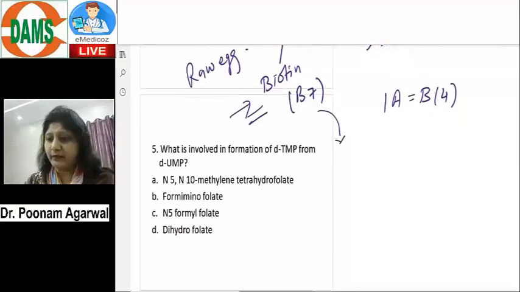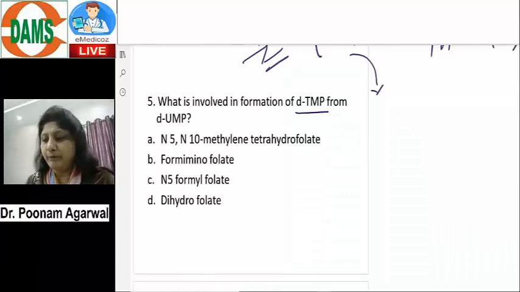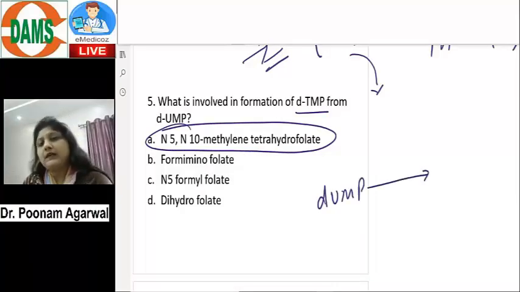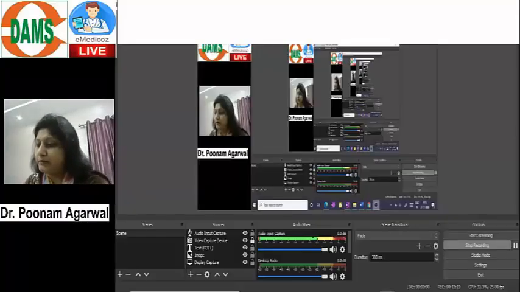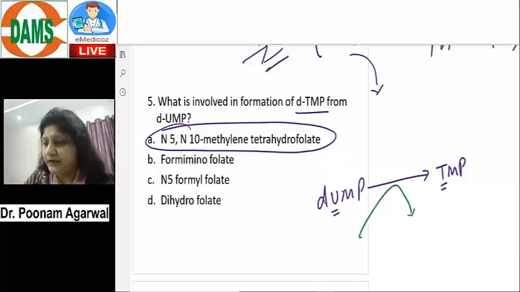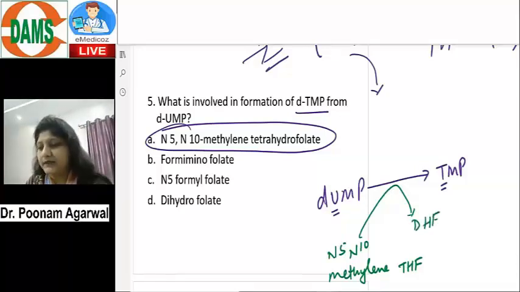Now coming to the next question, number 5. The question is about what is involved in the formation of deoxy-TMP from deoxy-UMP. And the answer is going to be N5N10 methylene tetrahydrofolic acid. This is a very, very important reaction in pyrimidine nucleotide biosynthesis, where deoxy-UMP is converted to TMP. The difference between uracil and thymine bases is the methyl group. If you somehow donate the methyl group to the uracil, it will get converted to thymine. Now, if they ask you what is the donor of the methyl group in this reaction, your answer will be N5N10 methylene tetrahydrofolic acid. So this N5N10 methylene tetrahydrofolic acid donates the methyl group and is converted to dihydrofolic acid.